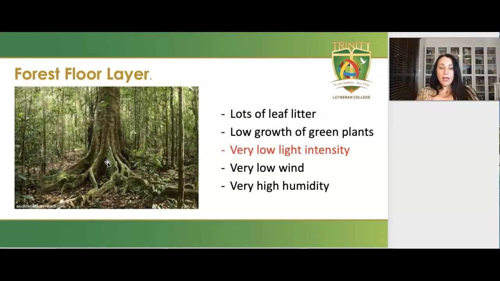The forest floor layer has relatively low growth of plants because the limiting factor down there is the light. There's a relatively low level of usable light wavelengths that plants can use to do photosynthesis at this level. Places like the Amazon forest, that's why you find that there are carnivorous plants down at the forest floor. They've had to evolve other methods of getting their food, getting energy. Very low light intensity is the limiting factor. Very low wind and very high humidity.